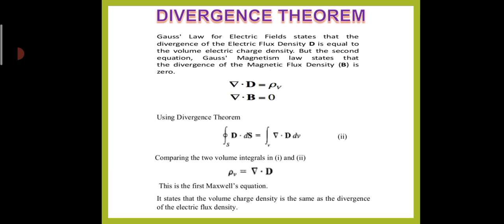So using the divergence theorem, the closed surface integral of D dot dS equals the volume integral of del dot D dv. Comparing the two volume integrals, rho v equals del dot D. So this is the first Maxwell equation, and it states that the volume charge density is the same as the divergence of the electric flux density.